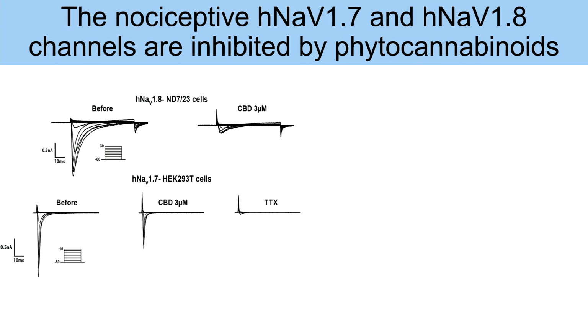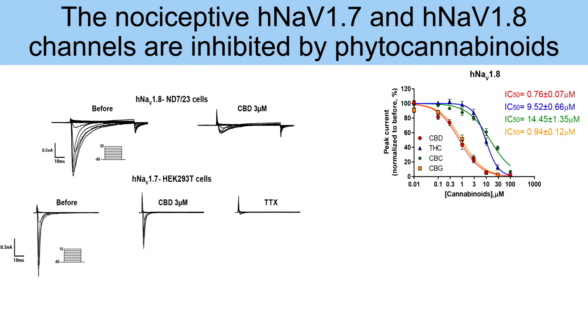And again, you can see that NaV1.8 is dramatically blocked by 3 micromolar of CBD. And the NaV1.7 current is also blocked, but to a much lesser extent. If we look at the dose response, we see a very similar picture to what we saw in the neurons regarding NaV1.8. We now have a potent and efficient block by CBD. However, THC is much less potent, though more efficient in the isolated channels.